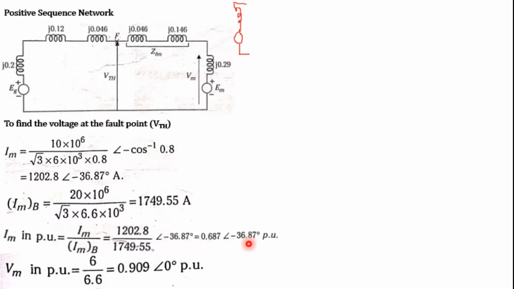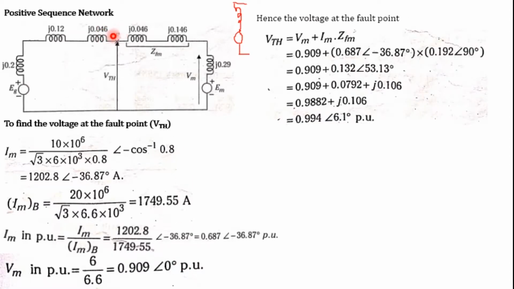And what is the value of the terminal voltage Vm in per unit? The actual value is 6 kV, and the new base value is 6.6 kV, means the terminal of the motor is working at 6 kV. Dividing by the base value 6.6, we'll get 0.909 at an angle of 0 degree. So why do we need to do all these things? Because I wanted to calculate the VThevenin value at this point.